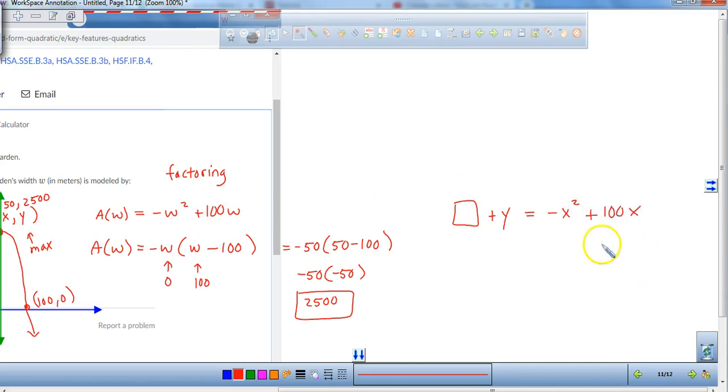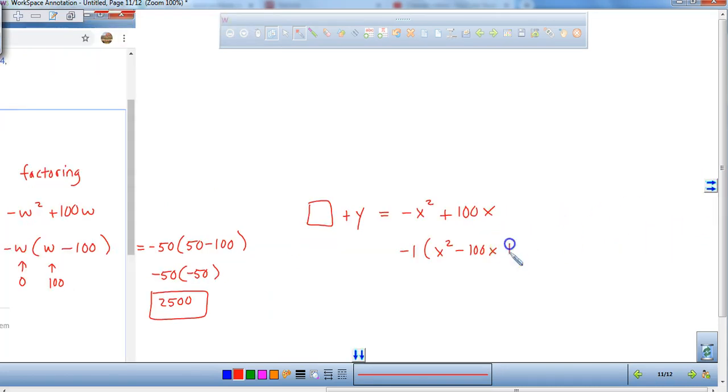So what I'm going to do first is I'm going to factor out a negative 1. All right. And when I factor out a negative 1, it's going to leave me with x squared minus 100x. And then what I'm going to do is I'm going to put plus an empty box right here. And so what we're going to do is we are going to complete the square. We're going to change it to vertex form. So how do I complete the square?